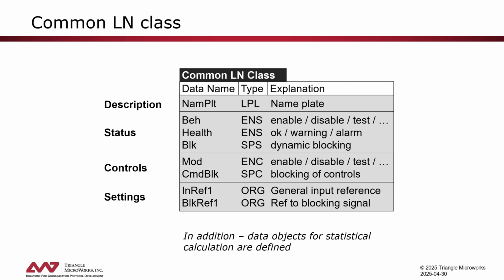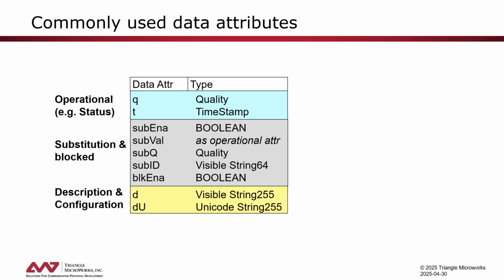In a similar way to this common logical node class, our common data classes also have certain attributes that repeat across all the common data classes. The typical ones that repeat everywhere are listed here. One of them is the quality, which is the metadata for the data object, how good the quality of the value is. Another one is the timestamp, and then we also typically have description attributes where we can put the description of what that data object means, and we can have that in visible and Unicode string.